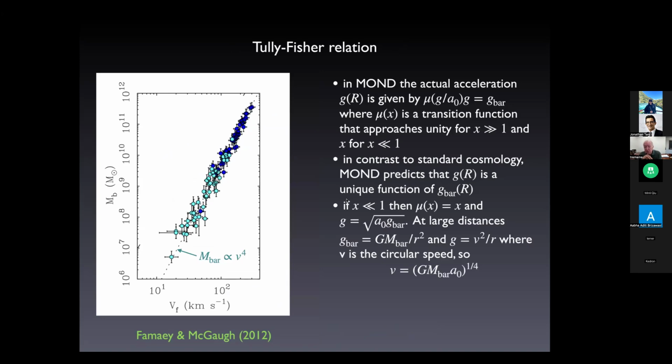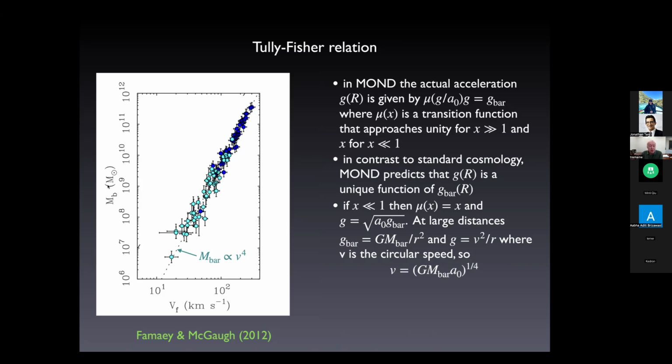The second prediction is that if the acceleration is small, then the transition function mu goes like x. So the observed acceleration should go like the square root of the baryonic acceleration. At large distances from an isolated system, the baryonic acceleration should go like G times the total mass divided by r squared. The acceleration is just the centripetal acceleration, v squared over r. So you conclude that the circular speed in the galaxy should go like the 1/4 power of the baryonic mass.